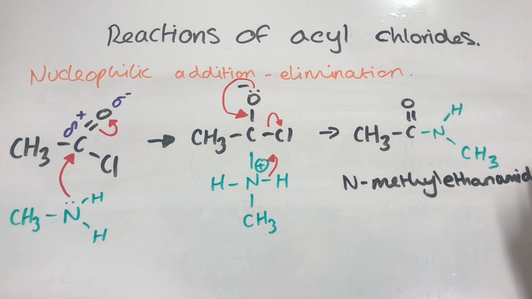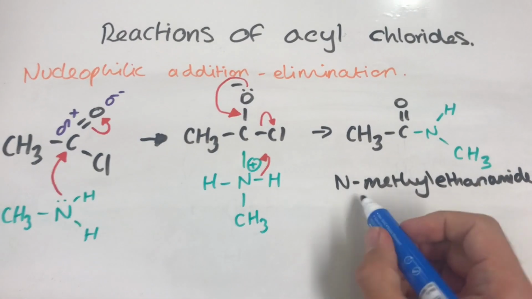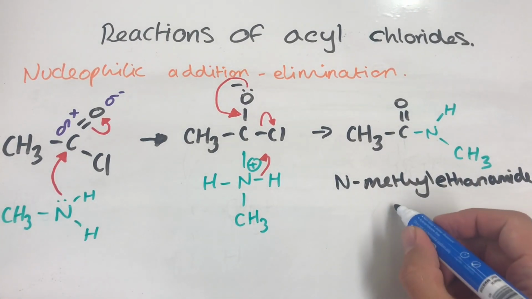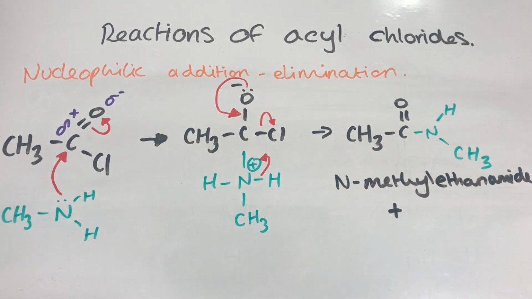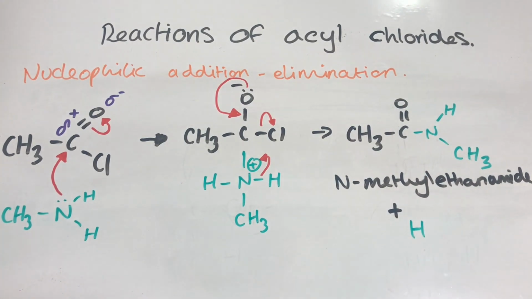Okay, there's an E on the end here. I'll just move this across. So you can see, N-methyl ethanamide. And then we will also produce the hydrogen chloride as well. So the hydrogen's eliminated with the chlorine, so that's hydrogen chloride.